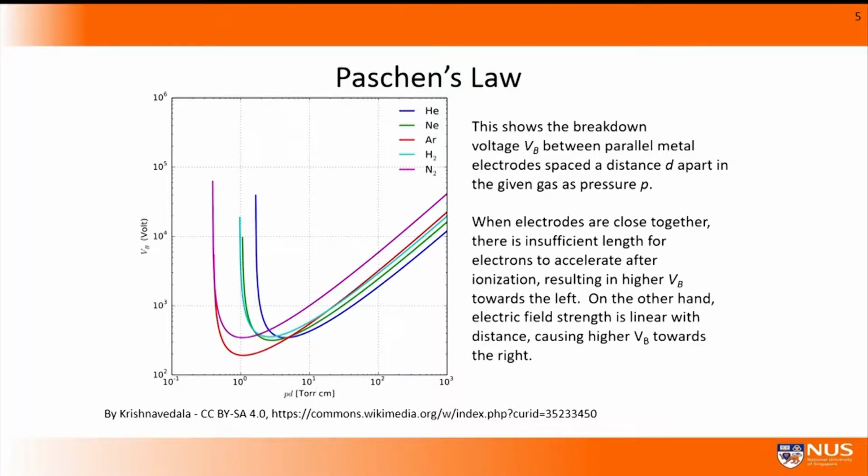This is evident in the plot. It's clear that at short distances, helium is difficult to ionize because the breakdown voltage is just so high. But at long distances, the avalanche condition is easier to reach, and helium becomes easy to break down, and its breakdown voltage is lower than that of the other gases.